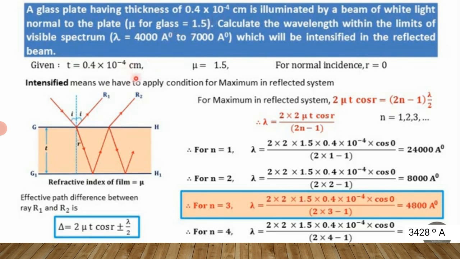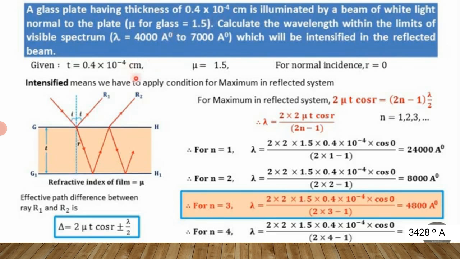A glass plate having a thickness of 0.4 into 10 raised to minus 4 centimeter is illuminated by a beam of white light normal to the plate. Mu for glass is 1.5. Calculate the wavelengths within the limits of the visible spectrum, 4000 to 7000 angstrom, which will be intensified in the reflected beam.